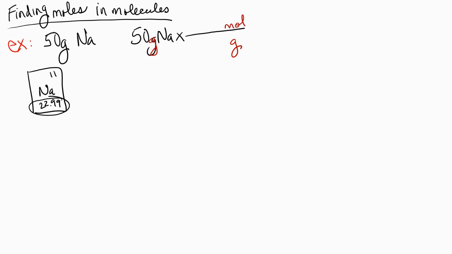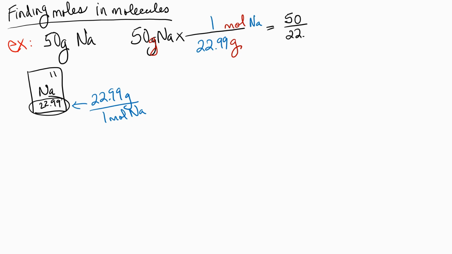Now we're going to use our 22.99, and I'm going to rewrite this as 22.99 grams in every 1 mole of Na. Notice I'm using it directly from the periodic table. I'm just going to take that and plug it in. 22.99 is attached to the grams, so I'm going to put it by the grams, and the 1 mole is going to go with the moles, so I'm going to put Na after it. If you need it visually, it's going to look like 50 over 22.99, and then you can plug that into your calculator.